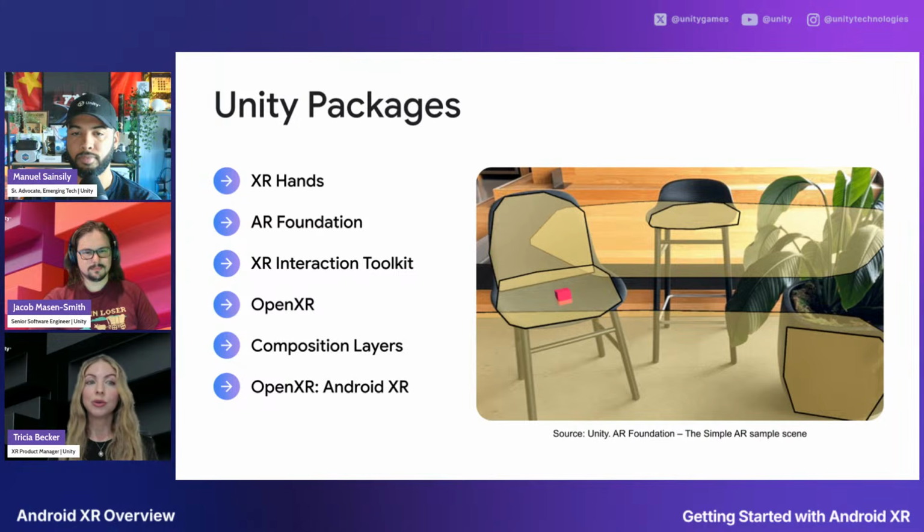Android XR wanted to bring this approach to OpenXR. And so they introduced light estimation through OpenXR, and that is something that they've introduced to the Android XR platform. Same thing with performance metrics, right?